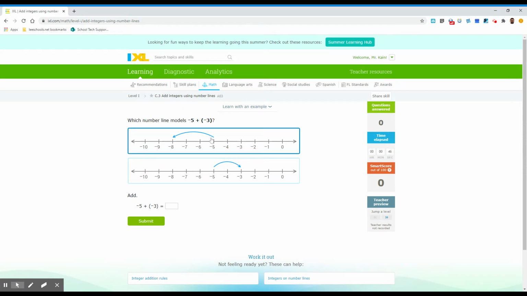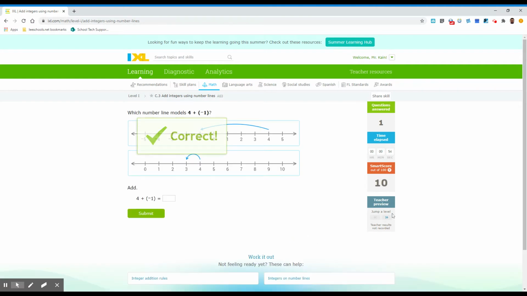Now, the answer is where it ends up, right? It ends up at -8, which is right there. Okay? All right, let's jump up a level.